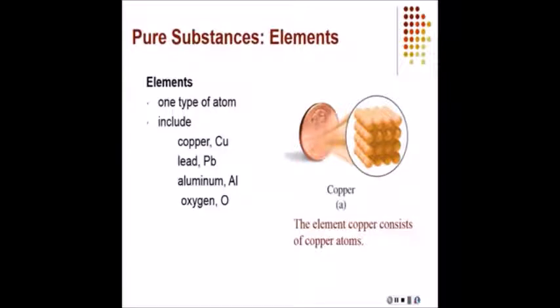Now, elements contain only one type of atom. And here are some examples: copper, lead, aluminum, oxygen. And here are the symbols. We'll be going over symbols in another chapter, but it's a good introduction now. You notice that each symbol can have either one or two letters, but the first letter is always capital, and if there is a second letter, it's always small. Now, don't worry about some of these letters. You might look at lead and say, where do they get these from? We're going to see that's from a Latin name.